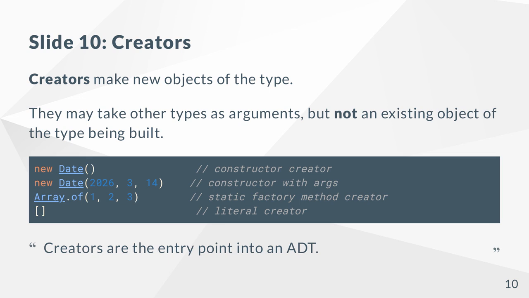Creators can also be static factory methods. Array.of, for example, creates a new array from a list of values. And sometimes a creator is just a literal. An empty array bracket is a creator. Think of creators as the entry point into the ADT. Before you can use any other operation, something had to create the object first.